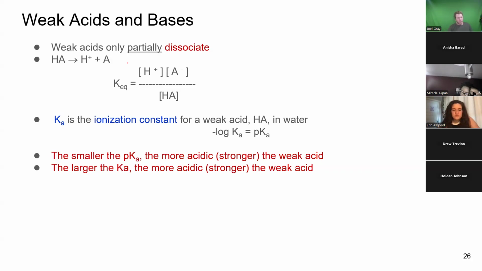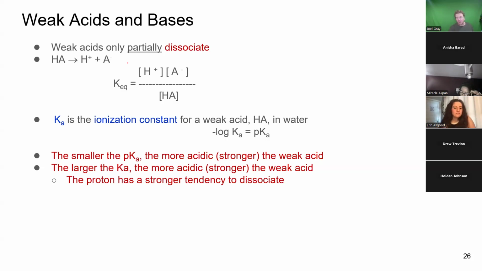What's important for you to know is that the smaller the pKa, the more acidic or stronger the weak acid is. The larger the Ka, the more acidic or stronger the weak acid is as well. The proton has a stronger tendency to dissociate.